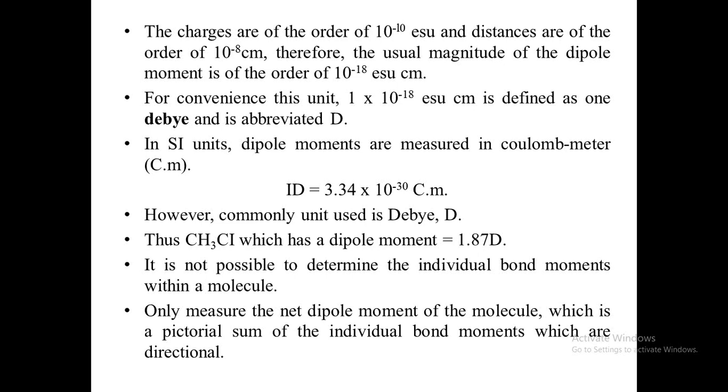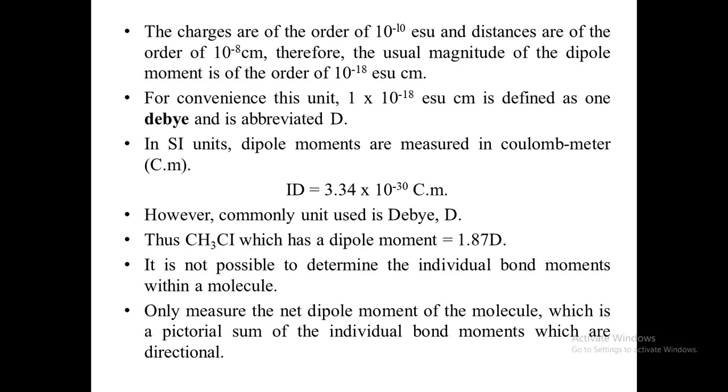It's not possible to determine an individual bond moment within a molecule. Let's suppose a molecule has CHCl3. I am taking just a derivative of the above-mentioned molecule. This is CH3Cl, and the other molecule is CHCl3.